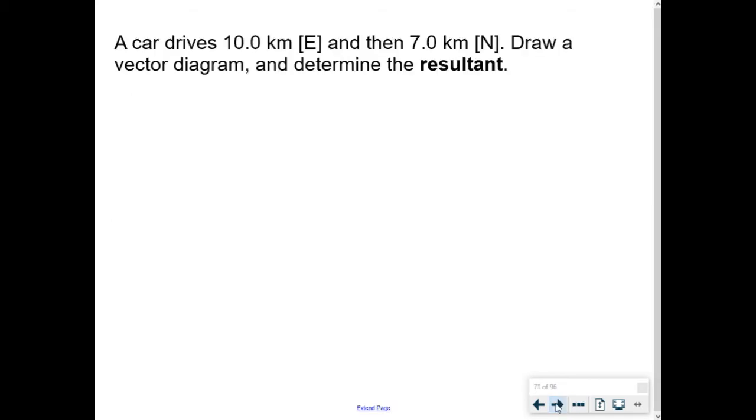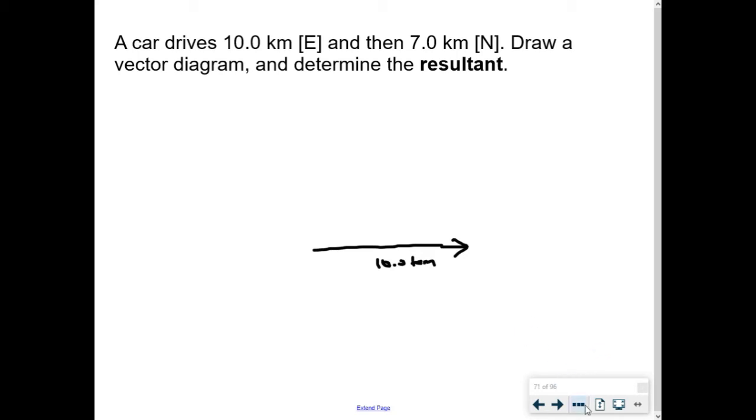So, okay, now let's get to our problem. Here's what we want to do. Let's say that I give you a scenario. A car drives 10 kilometers east. I'm going to use different colors as I do this. So there's a line, and I'm going to draw the arrow pointing this way because that's east. And I'm going to say this is 10.0 kilometers.